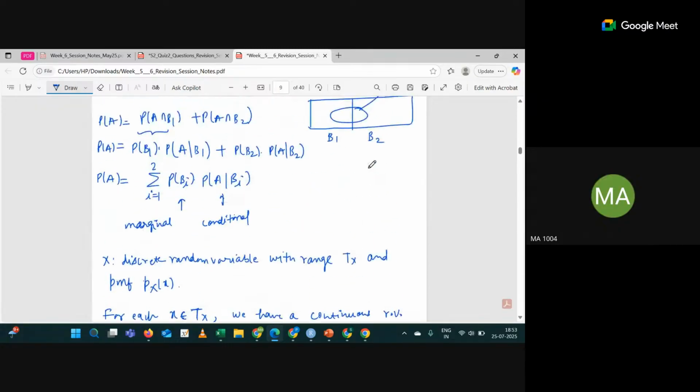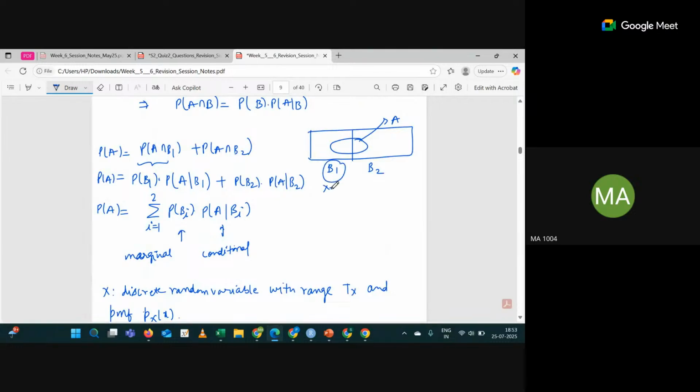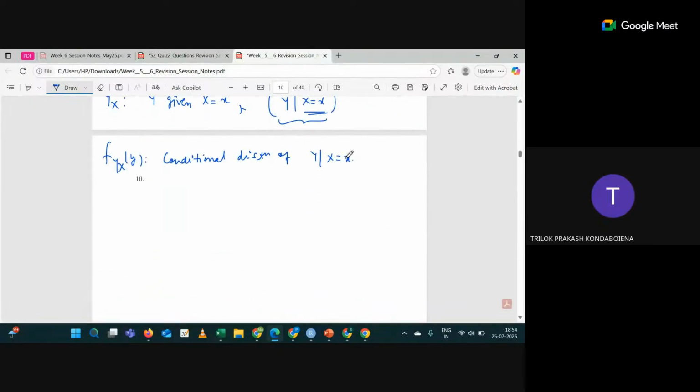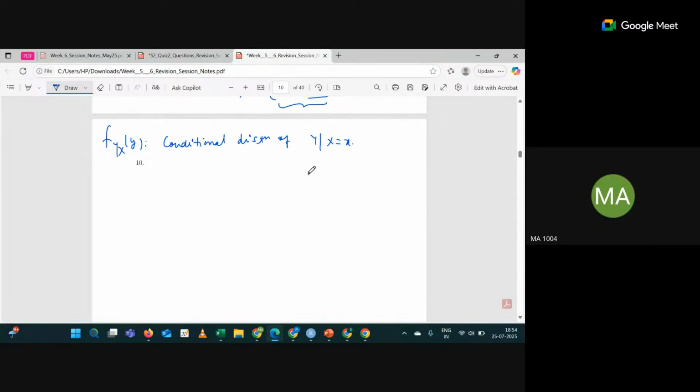So basically, this B1 and B2 you can think of as X equal to some value. Let's say x1 is given to you, and X is taking only two values, x1 and x2. And this A is Y, which is continuous, or rather Y given X equals x1 or X equals x2. No problem. So in terms of events, I wrote the summation of probability of Bi times probability of A given Bi, right?